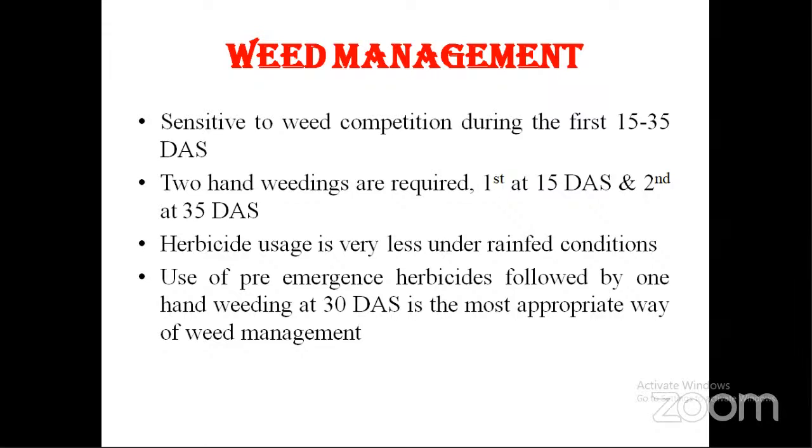Under rain-fed conditions, dryland conditions, herbicide usage will be less, because even if you apply herbicide in the rain-fed conditions, if there is no soil moisture present, it won't have any effect on the crop, and it won't control the weeds. That's why no need of using herbicides. It will be wastage only. And if a little bit of soil moisture is present, it is better to use pre-emergence herbicides followed by one hand weeding at 30 days after sowing. You know, pre-emergence herbicides generally are applied 1 to 3 days after sowing.